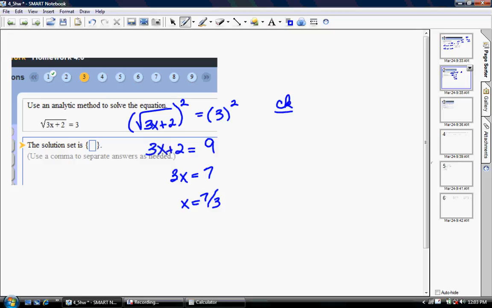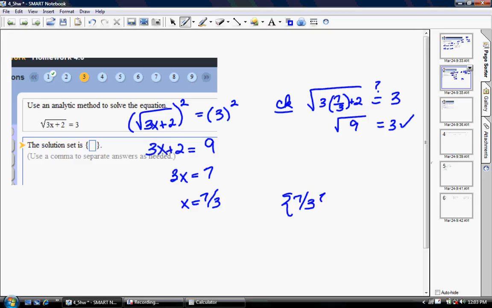And if we check that, we plug into the original equation in place of x the value 7/3 and determine if we get a true statement. Well, 3 times 7/3 is just 7, and 7 plus 2 is 9, and the square root of 9 does equal 3, so 7/3 is the right solution set.